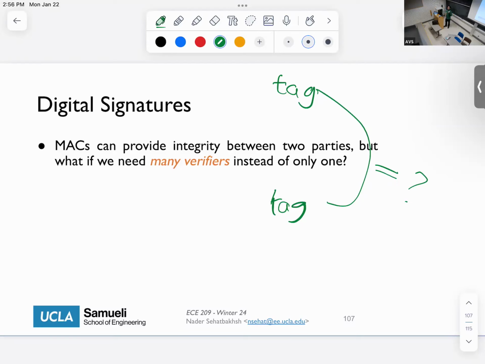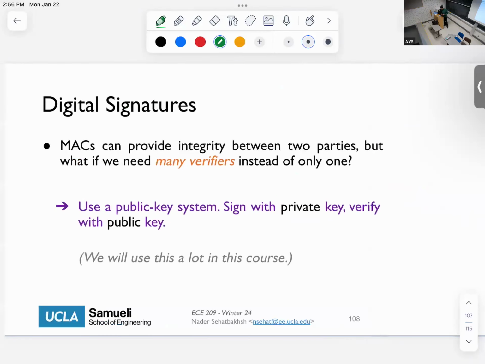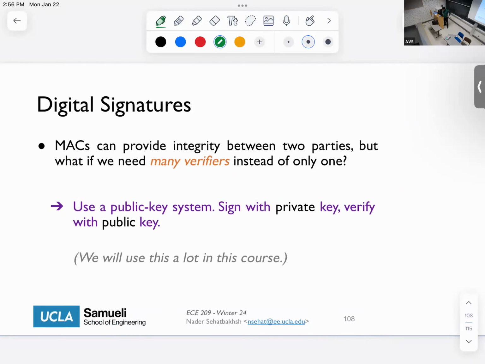There is no additional secret that needs to be shared between me and anybody who wants to verify, right? So anyone publicly can verify, only the secret holder can sign. Okay, so this is the idea of digital signatures. How do we achieve digital signatures? We're going to use asymmetric encryption.